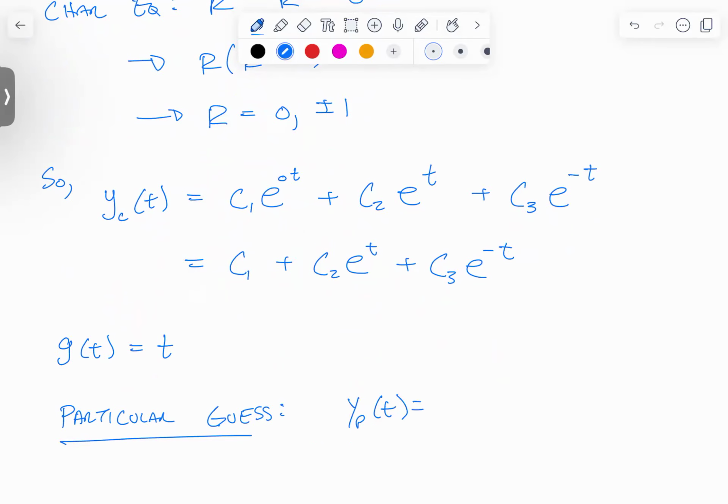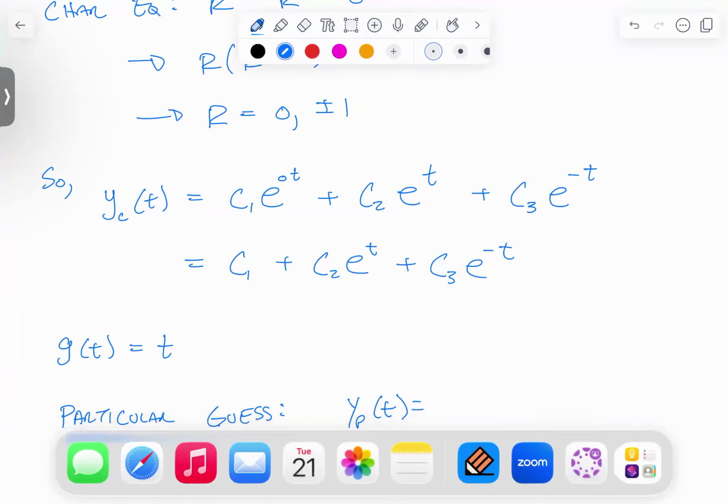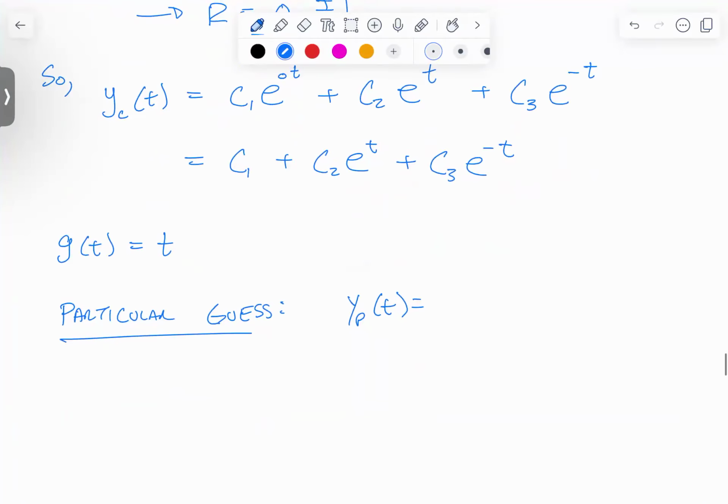All right. So for our particular guess, our function is g of t equals t, which means then what should we guess for our particular? A plus B t. Maybe. I just want to make sure the constants line up. So you could say A plus Bt, right? Okay, and then does that look good? That's appropriate for the guess.